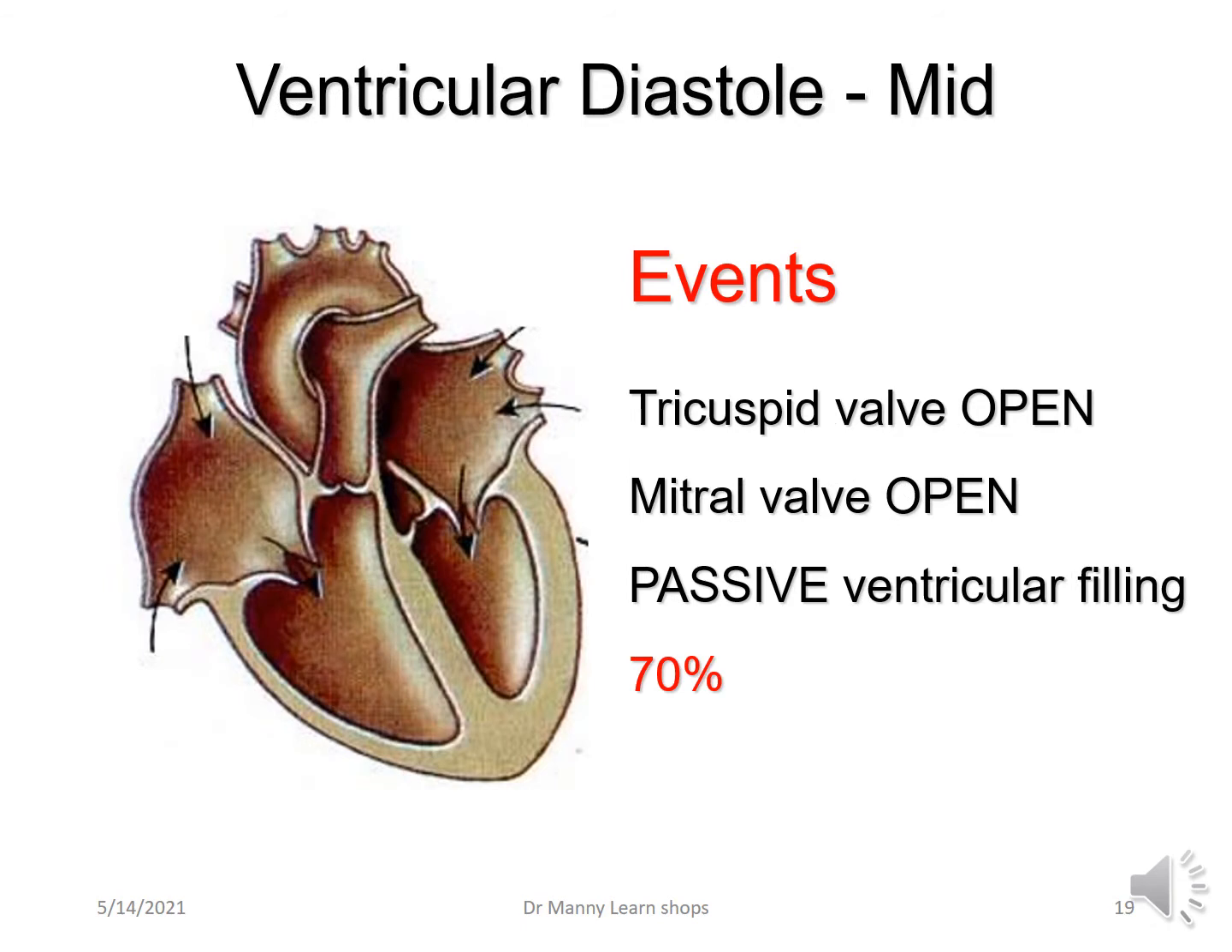Then you've got ventricular diastole mid. What occurs during this phase is the tricuspid valve opens and the mitral valve opens and passive ventricular filling occurs. Passive ventricular filling consists of about 70%. So 70% of ventricular filling, right and left, occurs passively.